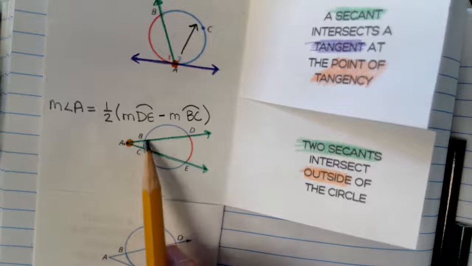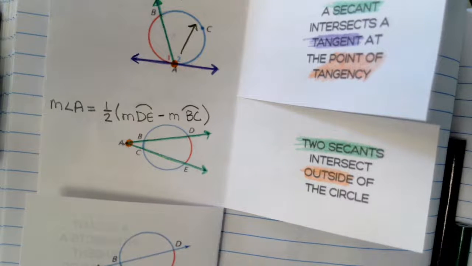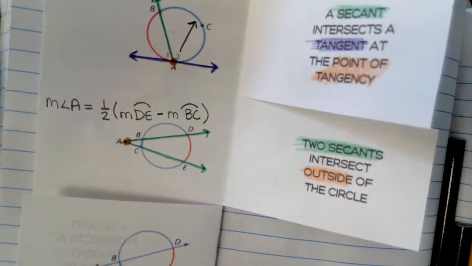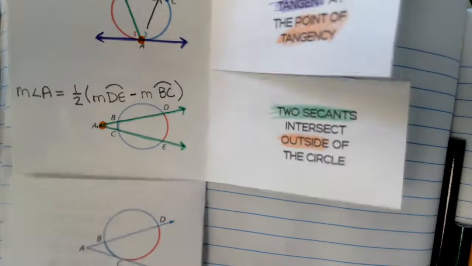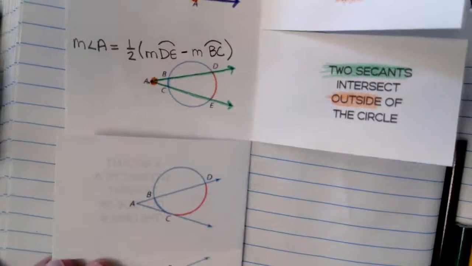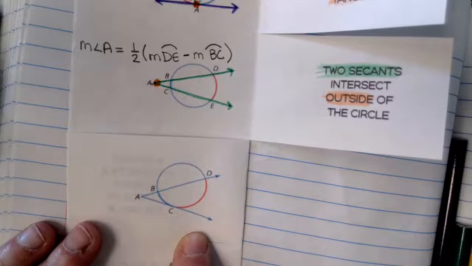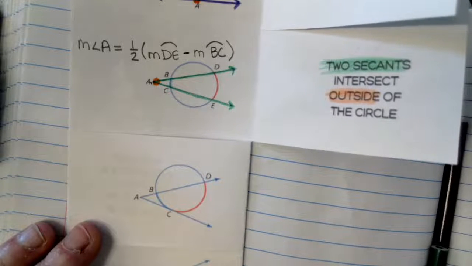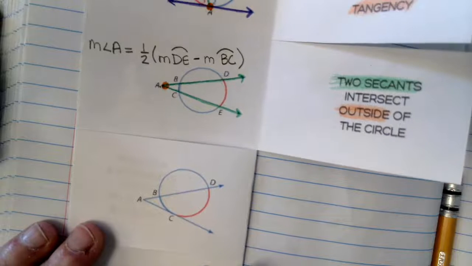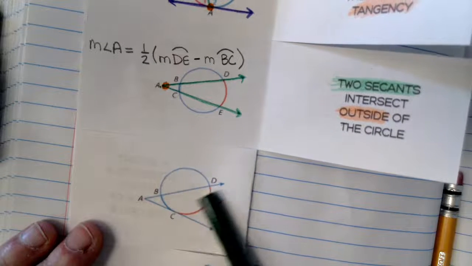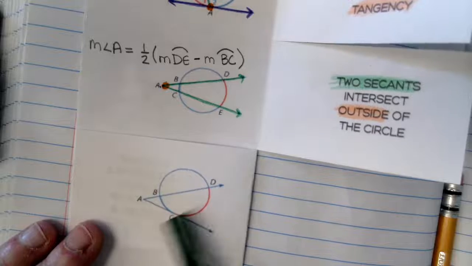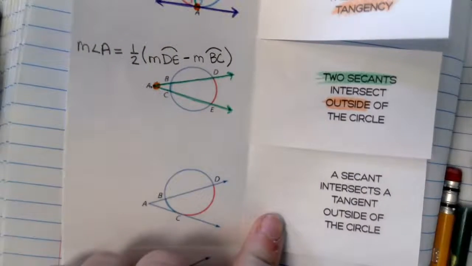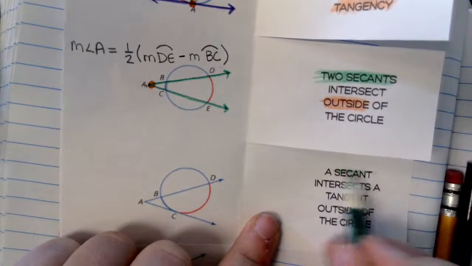All right, on our next picture, is it 2 secants, 2 tangents, or a secant and a tangent? What is AD? A secant. What about AC? A tangent. So we have a secant and a tangent. So this time we have a secant, that's that line AB or AD or BD, whatever you want to call that line. And we have a tangent.